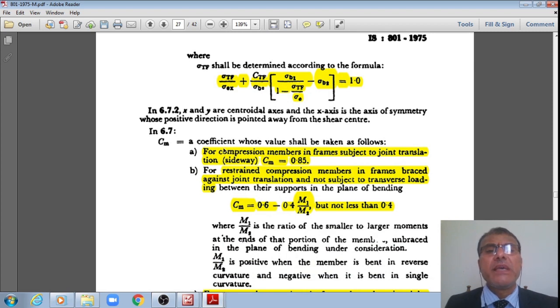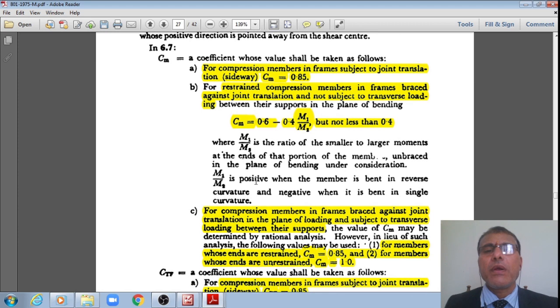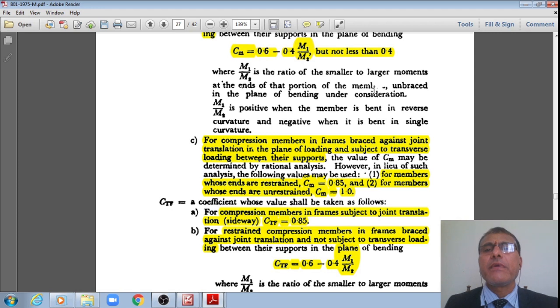Now, Cm is a coefficient in these equations whose value shall be taken as follows: for compression members in frames subjected to joint translation sideways, Cm is equal to 0.85. For restrained compression members in frames braced against joint translation and not subject to transverse loading between their supports in the plane of the bending, Cm is given by 0.6 minus 0.4 m1 divided by m2, but not less than 0.4, where m1 is the smaller bending moment and m2 is the larger bending moment.